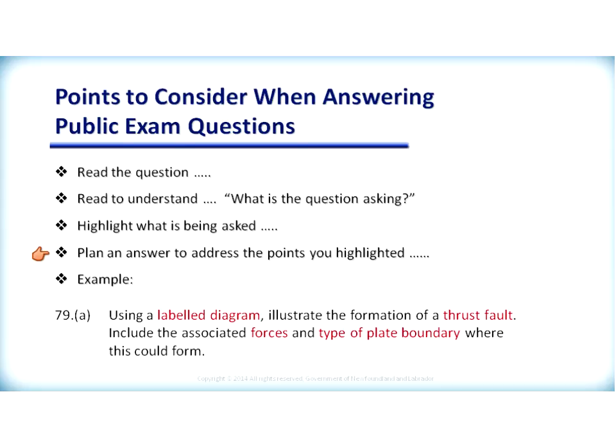For example, a sample public exam question from the past is as follows. It reads, using a labeled diagram, illustrate the formation of a thrust fault. Include the associated forces and the type of plate boundary where this could form. So after reading the question, if you go back and read for understanding, you would read it as using a labeled diagram. So we need to know that we need to include a labeled diagram. So you highlight that point or underline it. Then the following reads, illustrate the formation of a thrust fault. So thrust fault is the second point that you need to include in your answer. So we need to provide a labeled diagram of a thrust fault.